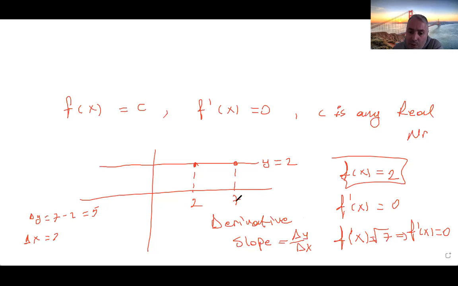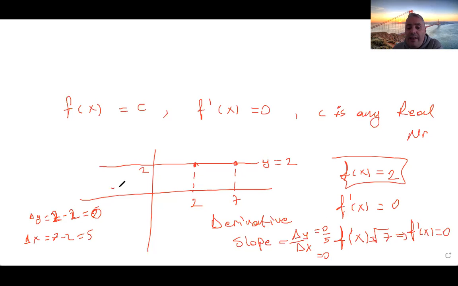Delta y is, when x is 7, y is 2. When x is 2, y is still 2. 2 minus 2 is 0. But what about delta x? 7 minus 2, which is 5. So delta y over delta x will be 0 over 5. So what is 0 over 5? 0 over 5 is 0.